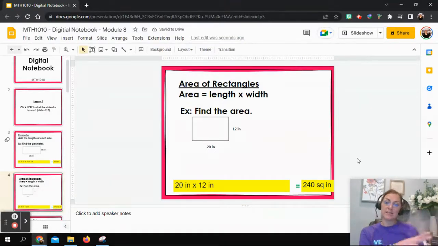Area always has square units. So square centimeters, square feet. You may have talked about this previously in another math class or in an earlier section of this class where we looked at square inches. So when we have inches times inches, that's square inches when we give our answer for the area.